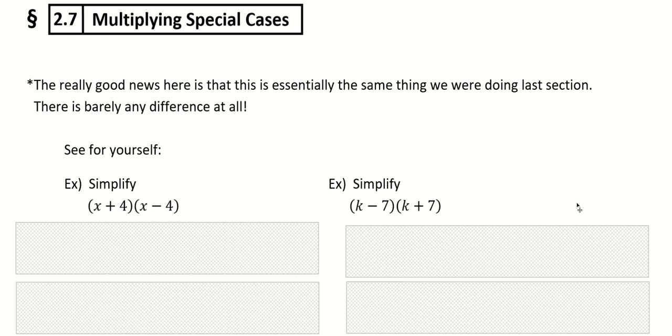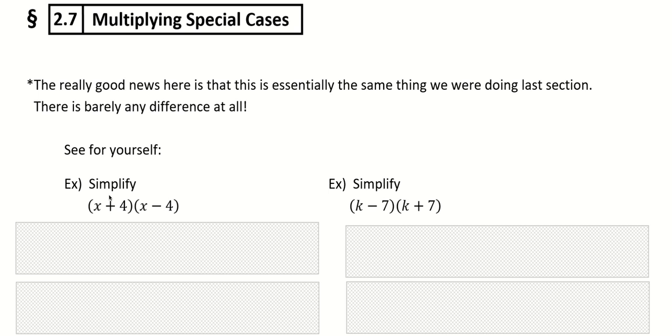Okay, everyone. 2.7, multiplying special cases. Pretty much tells you the story right here of today's lesson. The really good news here is that this is essentially the same thing we were doing last section. There's barely any difference at all. And on a certain level, no difference. So here we go. See for yourself.